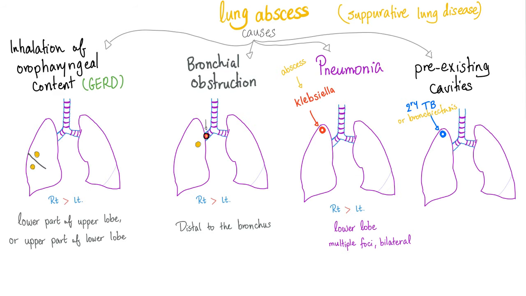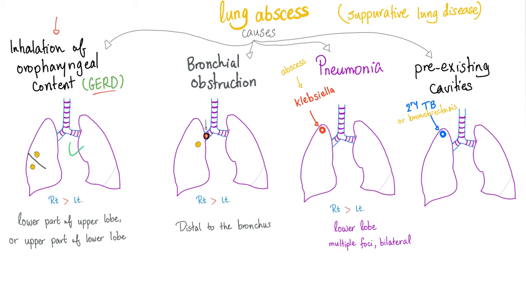Lung abscess. What's the definition of abscess? Abscess is a collection of pus. That's why lung abscess is a suppurative lung disease. Suppuration means pus. What causes lung abscess? Could be inhalation of oropharyngeal content. This is the most common cause. Or it could be inhalation of GERD, gastroesophageal reflux disease.